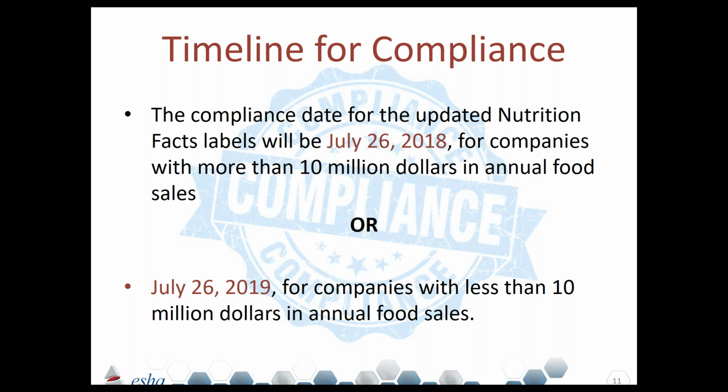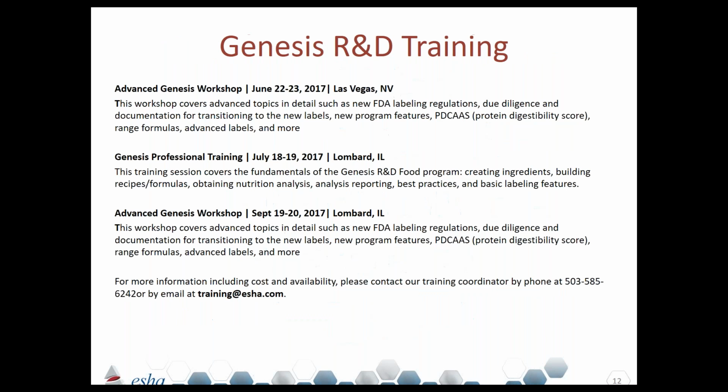So why are we all talking about this, and what's driving the need for this information transfer? Let's remember the timeline for compliance. For those that make 10 million or more in annual food sales, the timeline will be July 26, 2018. And for those that make less than 10 million in annual food sales, the timeline for compliance is July 26, 2019. So that is the timeline needed to complete new nutrition facts panels.